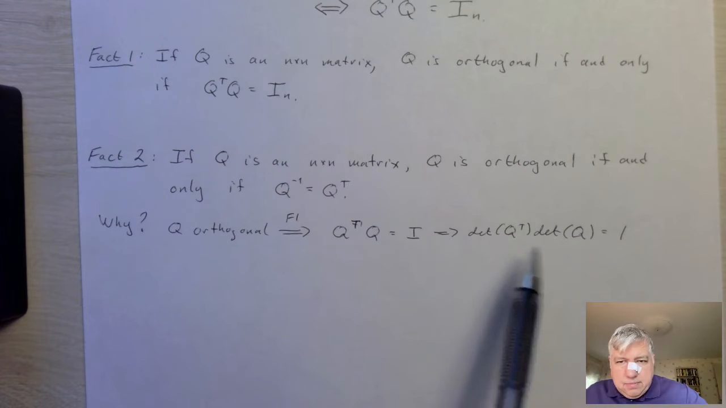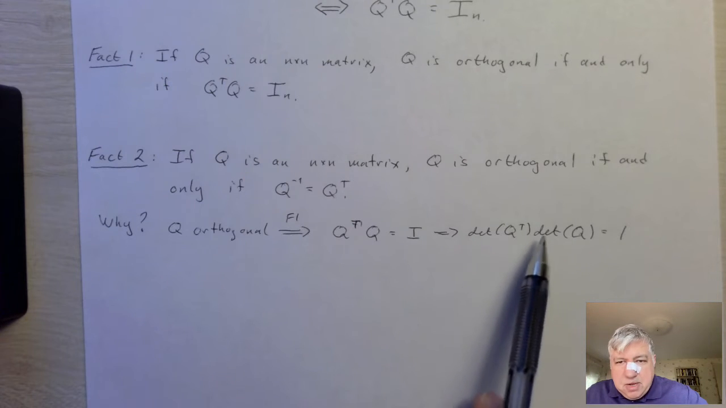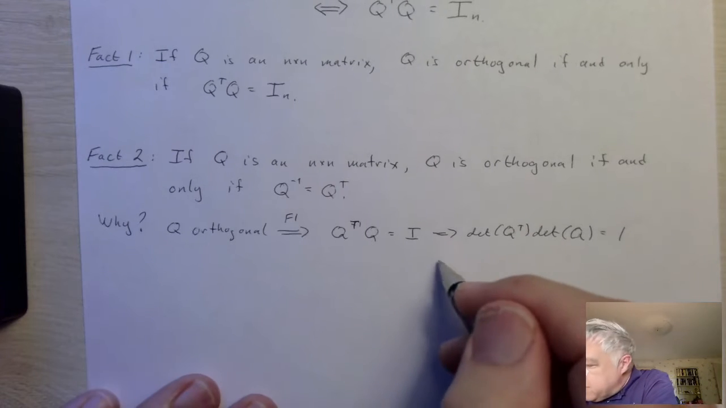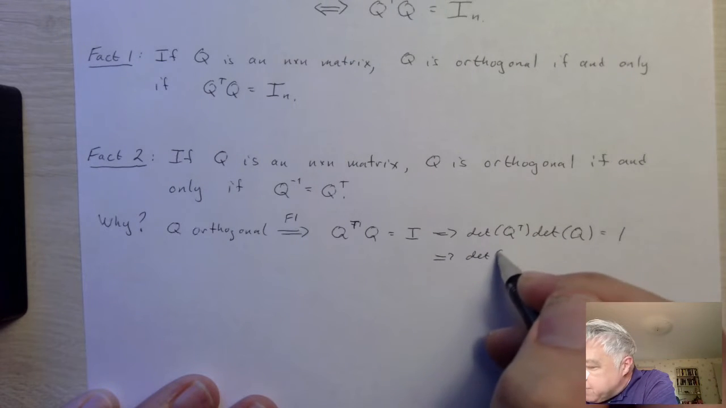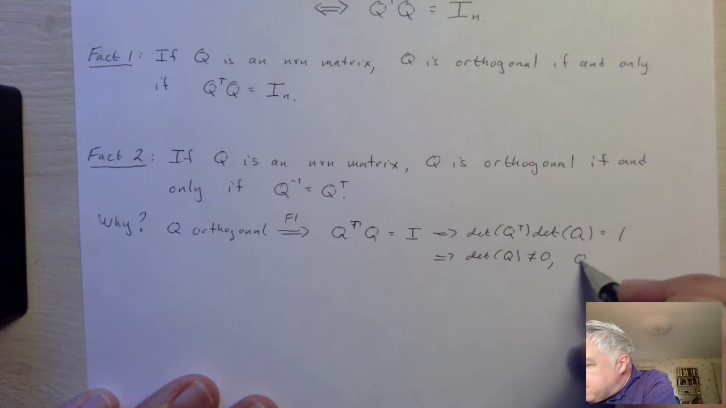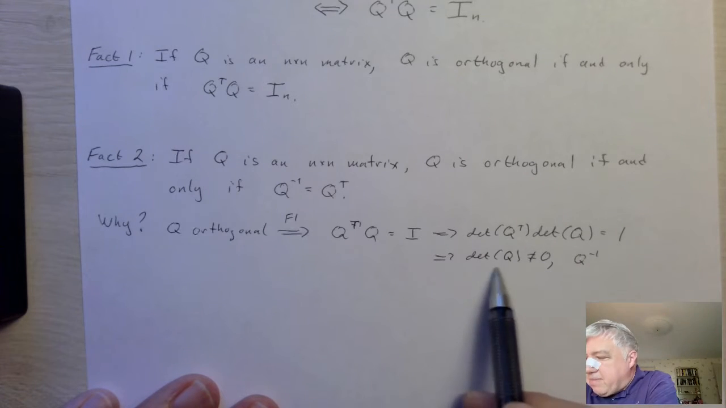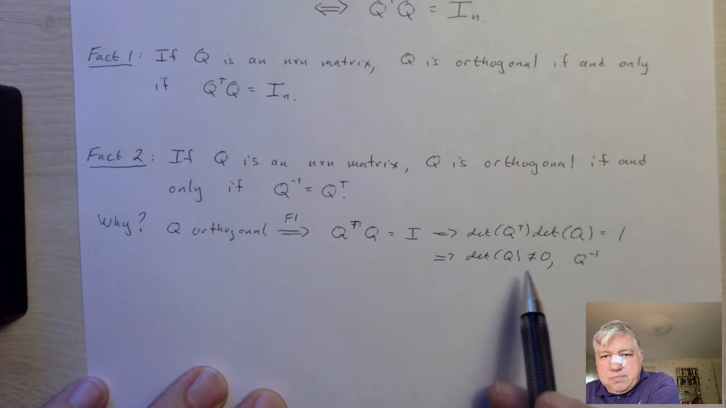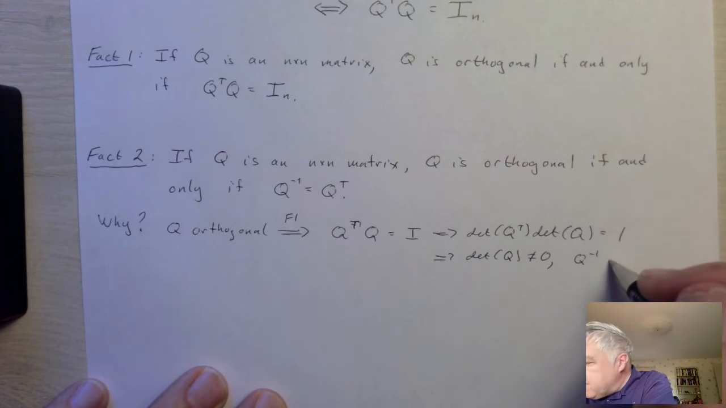In particular, it's impossible that the determinant of Q can be 0. So this means that the determinant of Q is not 0, so that means Q inverse exists. From the fundamental theorem of invertible matrices, Q is invertible, so Q inverse exists.